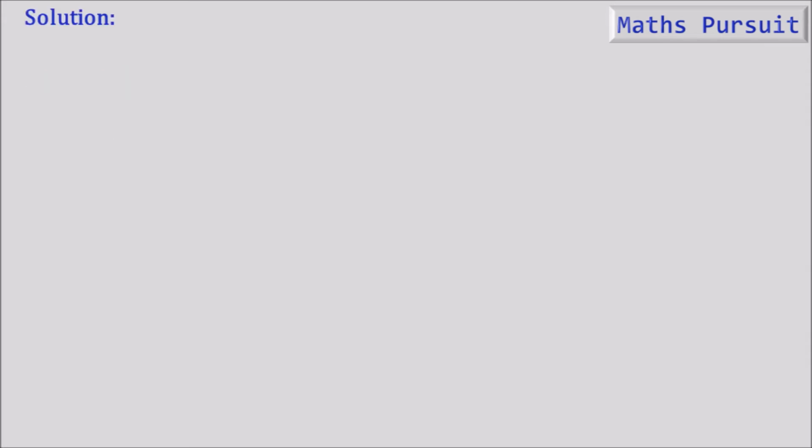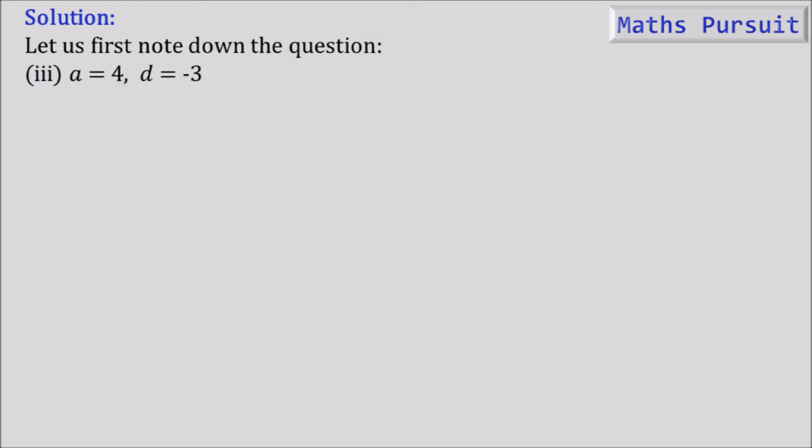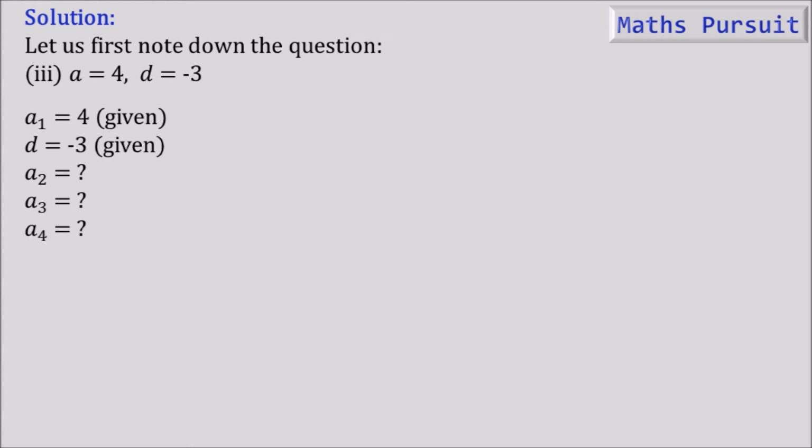Coming to the solution. Let us first note down the question for our easy calculation and see what exactly we need to find out. The question is a is equal to 4 and d is equal to minus 3. And they very well told us that a is the first term and d is the difference. So we can note down a1 is equal to 4 because this is the first term given. And d is the common difference, that is equal to minus 3, this is also given. And we need to find out a2, that is the second term, a3, that is the third term, and a4, that is the fourth term. So that means we need to find out a2, a3, a4, taking the help of this a1 and d. Now let's see how we can do this calculation.